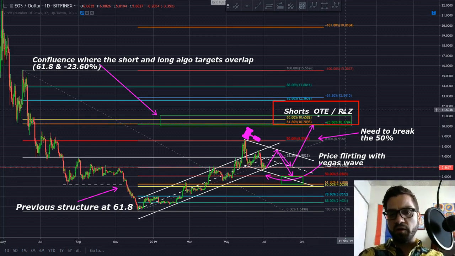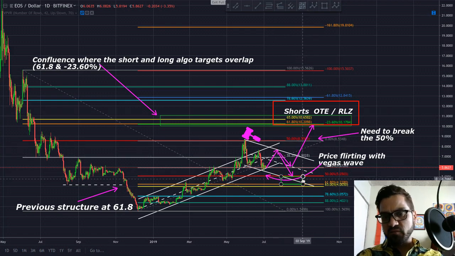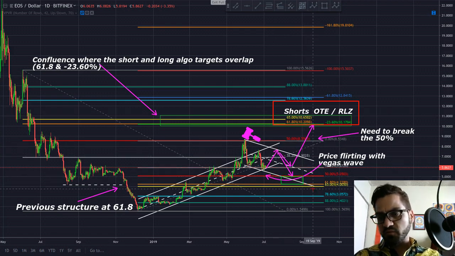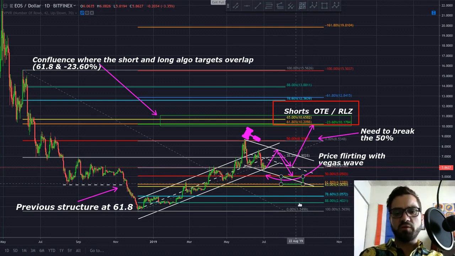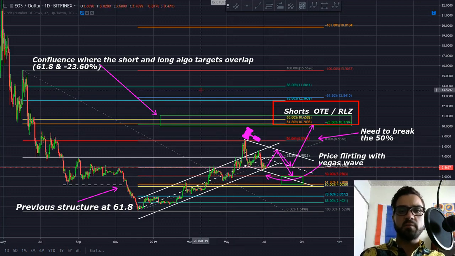Otherwise, we come back down and retest these lows at the 50 or the 61.8, as low as 4.22 or 4.23, around those levels. So keep that in mind and stay profitable, guys.